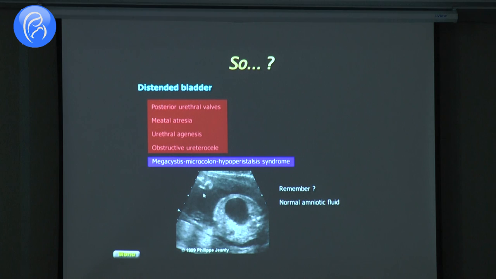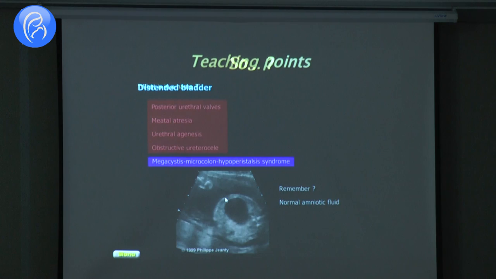I heard that in Denver they put some shunt in the bladder. Can we put a shunt in the bladder? Who wants to put a shunt? Who doesn't want to put a shunt? Who doesn't know whether to put or not to put? Okay. Well, what's in the name?